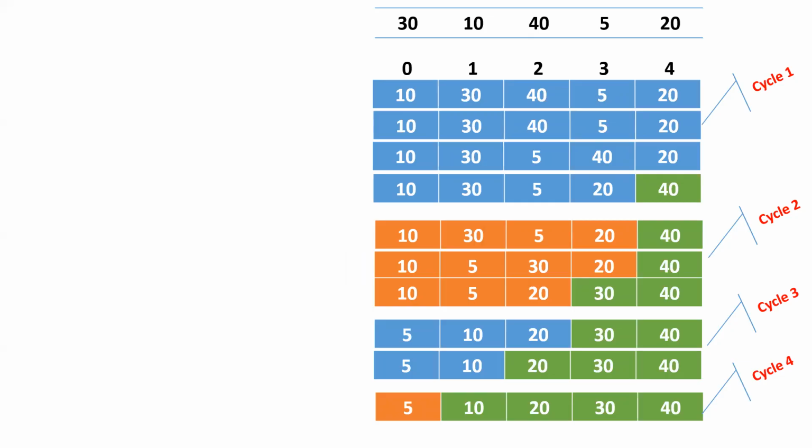So let us see the logic. This is the first cycle that we have performed. After the first cycle, 40 is in the correct position. We repeat the same process again in the second cycle, and in the second cycle, 30 comes to the correct position. Again, repeat the same set of operations. Now 20 is in the correct position. And finally, in the last cycle, 5 is also in the correct position. Let us convert this logic into a flowchart.